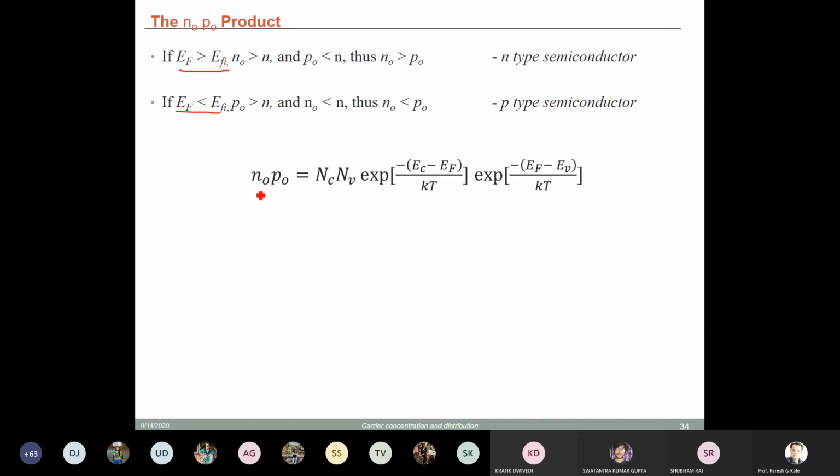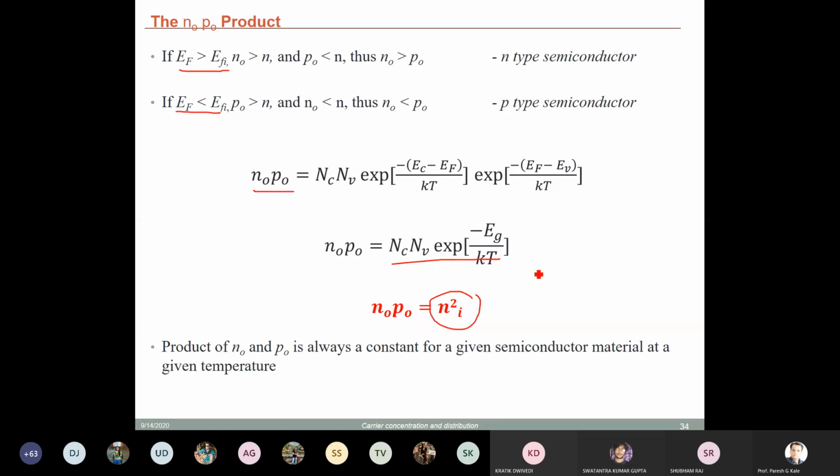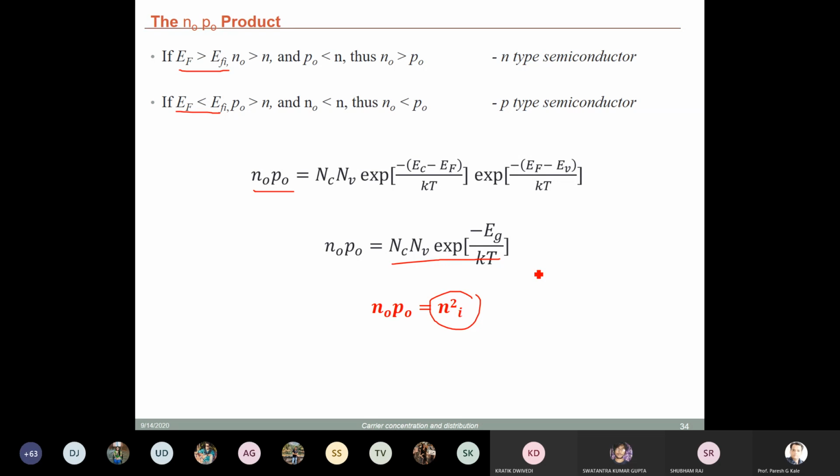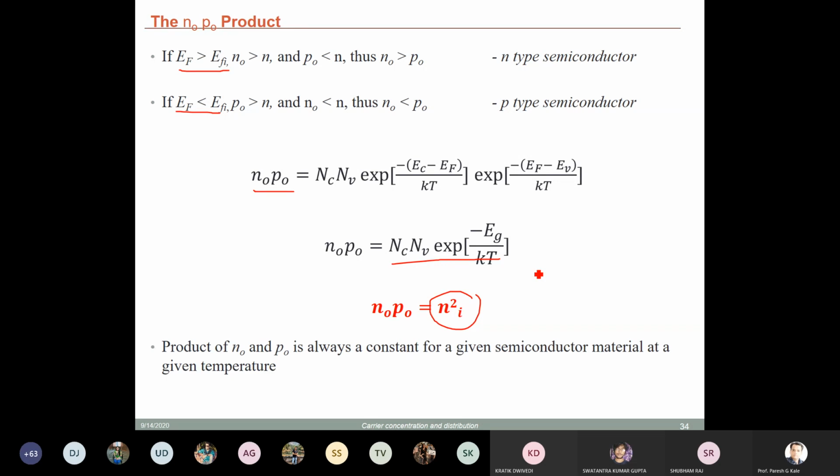Now, as we want the N0 P0 product, we already have the expressions for N0 and P0. Substitute them, and after rearrangement, what you get is N0 P0 equals NC NV exponential of this. And that is nothing but Ni square, which we found in the previous slides. So here we can prove very easily that the intrinsic concentration squared should be equal to the product of the two carrier concentrations.